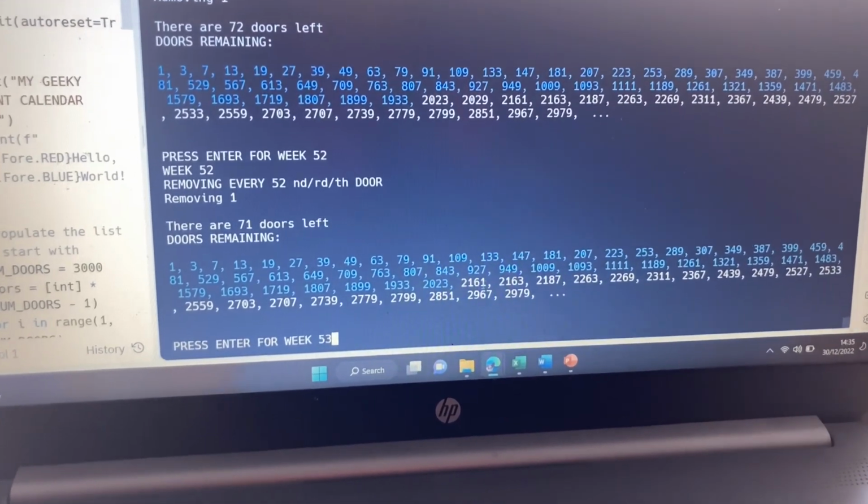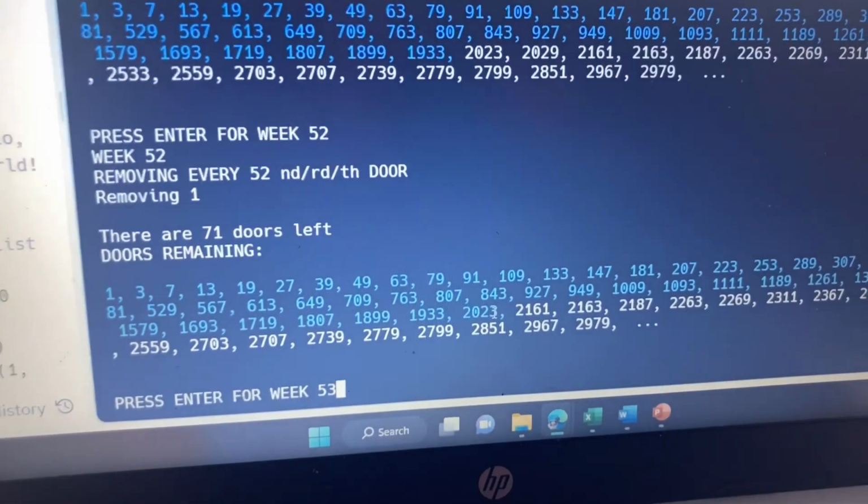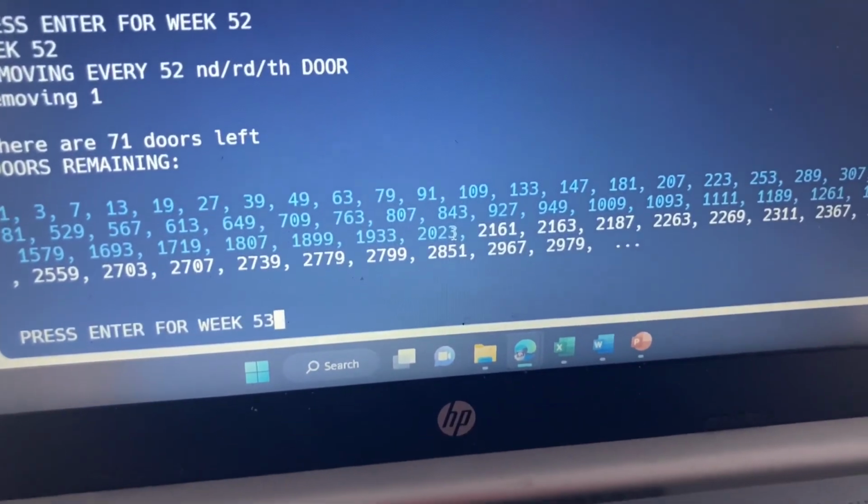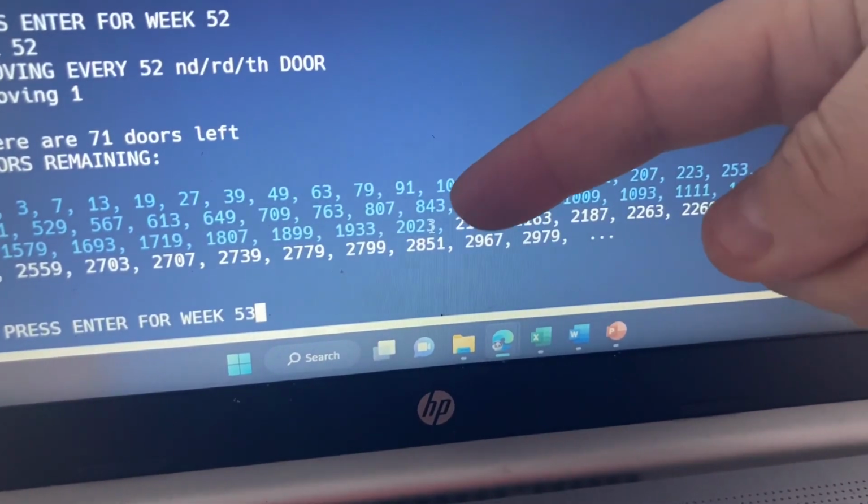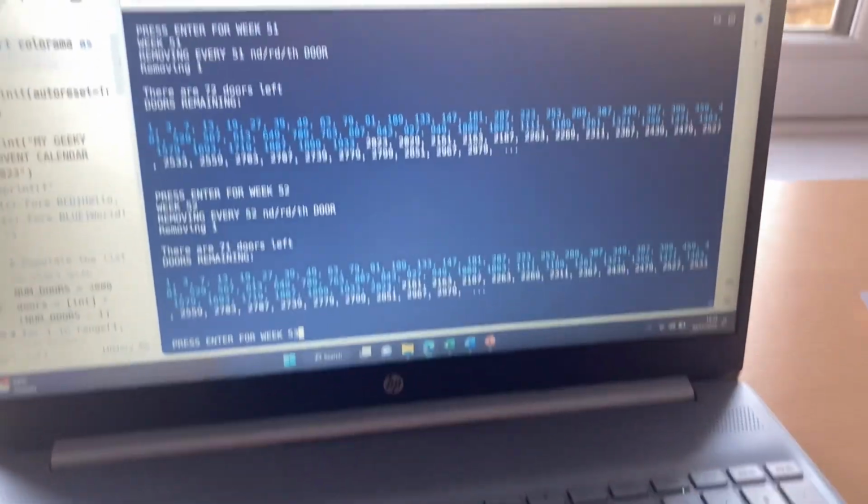Well, it was, amazingly, 2023. Can you believe it? 2023. I mean, what a fact. Amazing. This incredible geeky pattern of numbers 1, 3, 7, all the way up to 2023 and beyond is, of course, on the Online Encyclopedia of Integer Sequences. All you have to do is look up A000960 and you'll find this sequence.